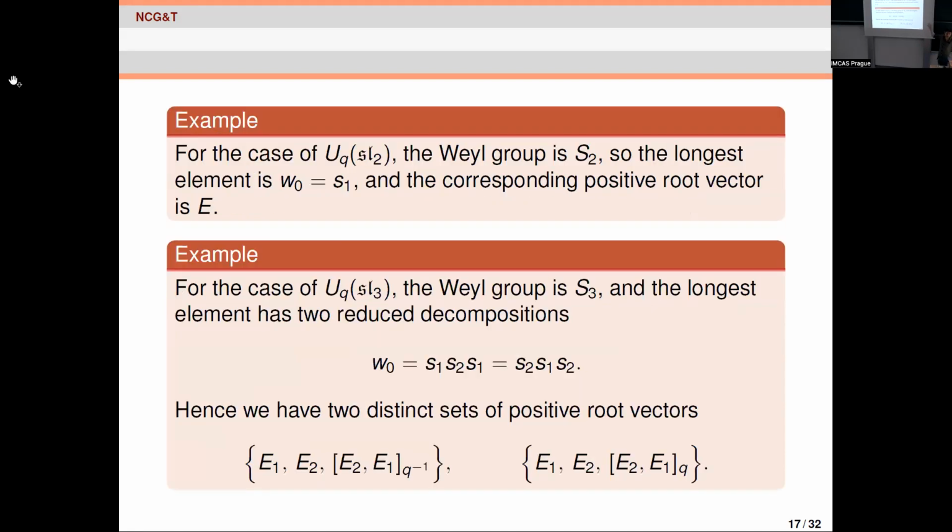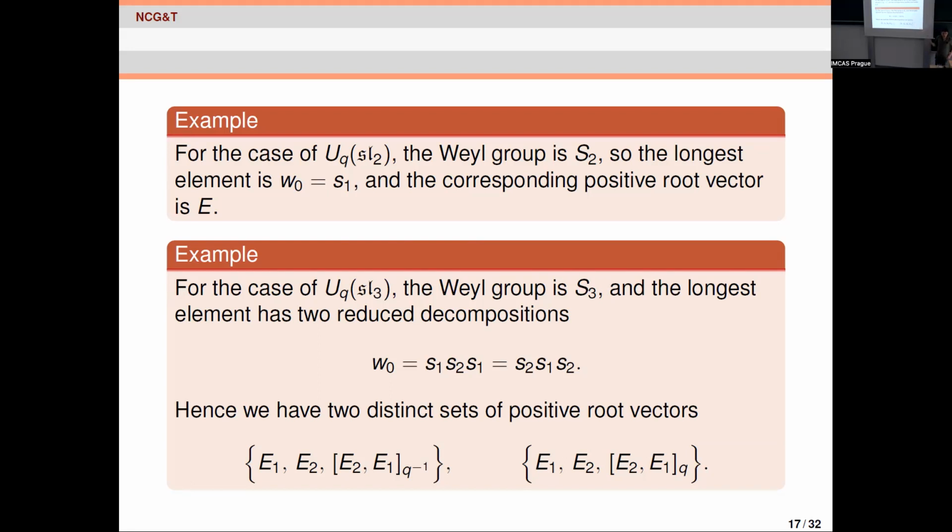So anyway, that was abstract general things. Let's go down to some concrete examples and actually see what this looks like. For SL2, the Weyl group is S2, so the longest element is S1 and the corresponding positive root vector is E, and the negative one is F, so this is easy. For the case of SL3, the Weyl group is S3, the longest element has two reduced decompositions, S1 S2 S1 and S2 S1 S2. These two things are equal, it's just a braid move between the two of them.